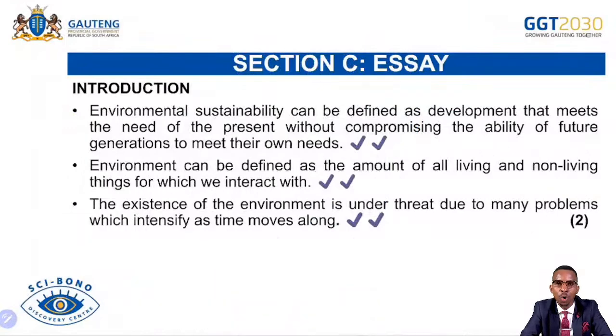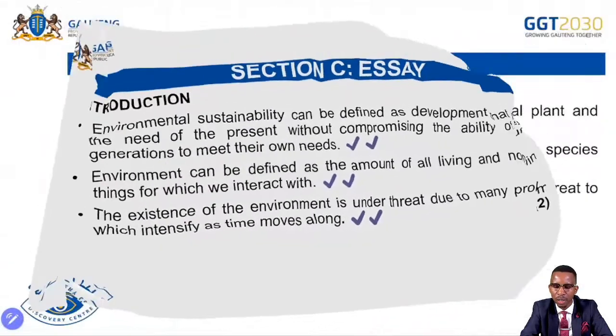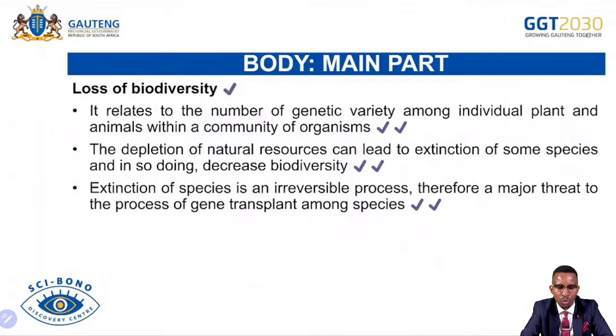We define environment or environmental sustainability in this case. Environmental sustainability can be defined as a development that meets the needs of the present without compromising the ability of future generations to meet their own needs. Environment can be defined as the sum of all living and non-living things with which we interact. So we talk about surroundings here. The existence of the environment is under threat due to many problems which intensify as time moves along. So any of these can give you 2 marks.